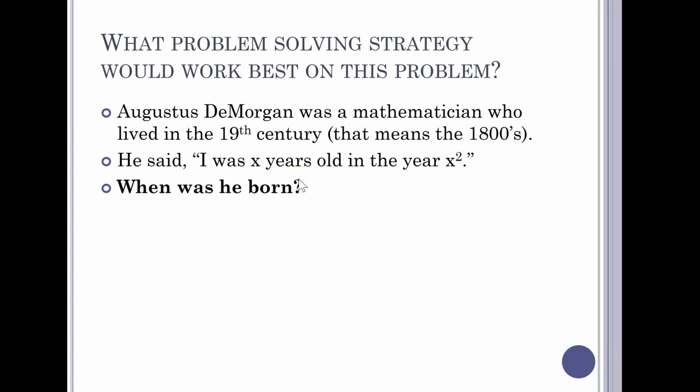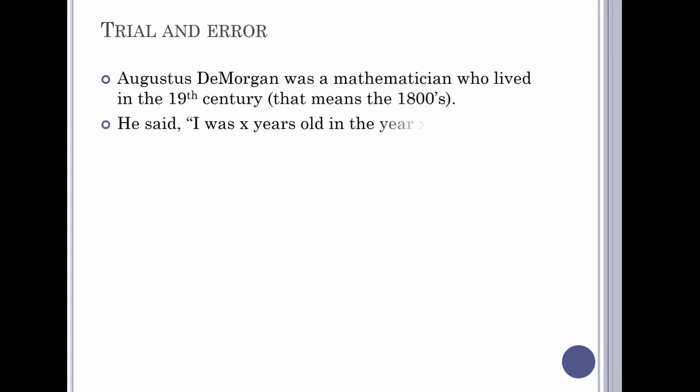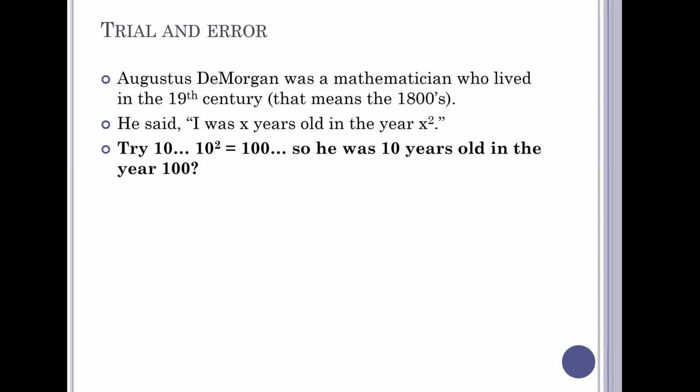But I'm going to say you can't use algebra. You really can't. Why can't you use algebra? Because there's nothing to put this equal to. So, I was x years old in the year x squared. Trial and error is your way to go. So what I mean by trial and error is try 10. So he was 10 years old, you square it, in the year 100. Does that seem reasonable? No, because he lived in the 1800s.